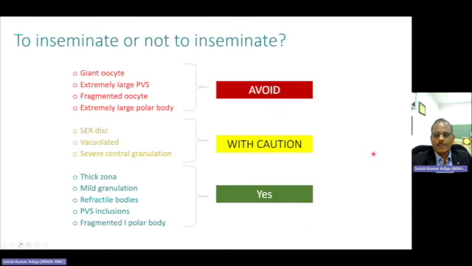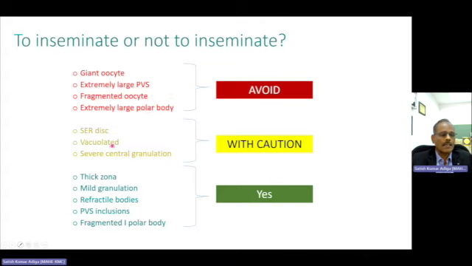Now the most important question is whether or not to inseminate a poor quality oocyte. Here I suggest that the type of abnormality in the oocyte is very crucial in deciding whether we can inseminate. For example, a giant oocyte with a size of more than 200 micrometers, an extremely large perivitelline space, a fragmented oocyte, or an extremely large polar body should be avoided because there is a higher risk of abnormalities in the embryo.